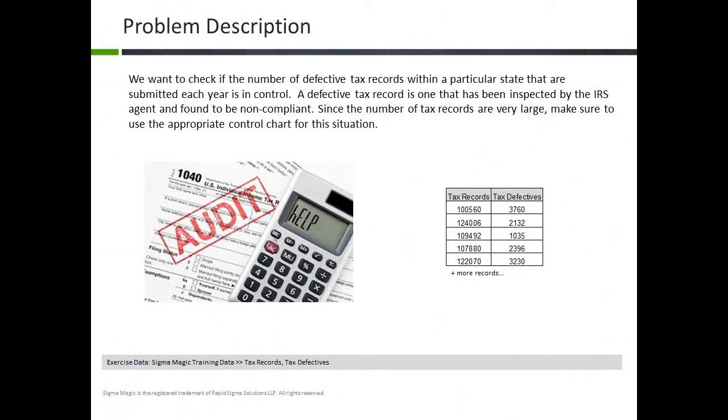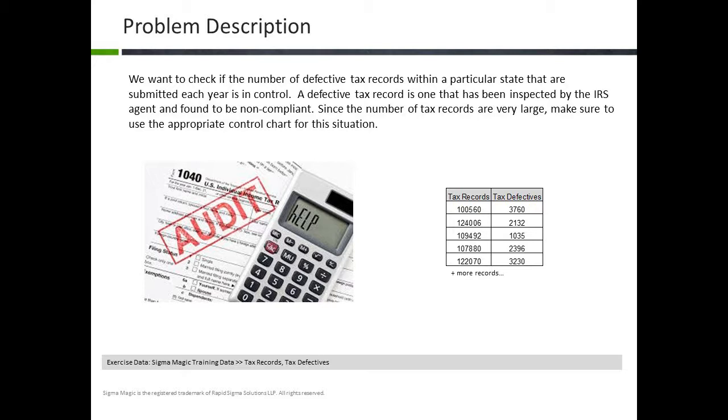For example, let's say we want to check if the proportion of defective tax records in a given state are in control. Here we are interested in the number of defective tax records that are generated in the state each year. In this case, the metric is discrete defectives and the subgroup size is varying every year. Since the subgroup size is very large, we need to use the Laney P chart to determine if this process is in control. The data for this exercise is given in the variables tax records and tax defectives in the data file, 6 Sigma training data.